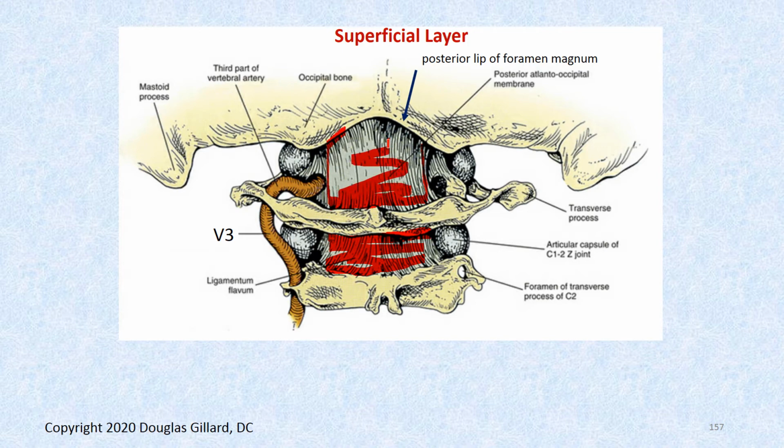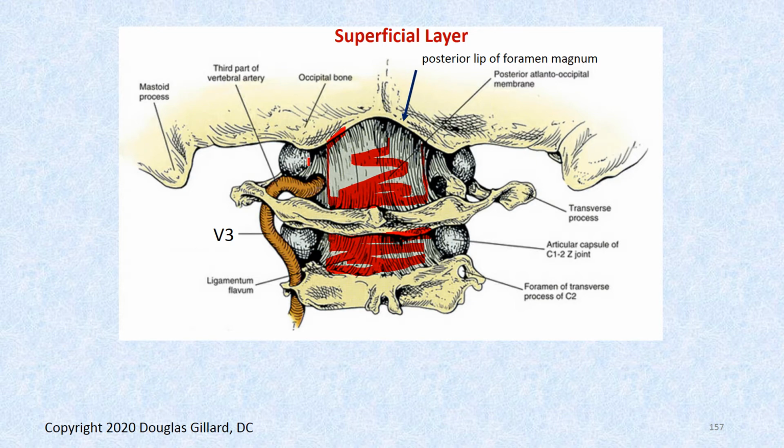Okay, so that's kind of neat. Nice picture. You can see how V3 of the vertebral artery does that crazy bend after it goes through the transverse foramen. It's going to poke a hole in the posterior atlanto-occipital membrane and go in a little groove right here called the groove for the vertebral artery. So that's an important structure.